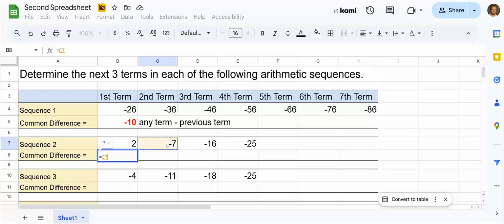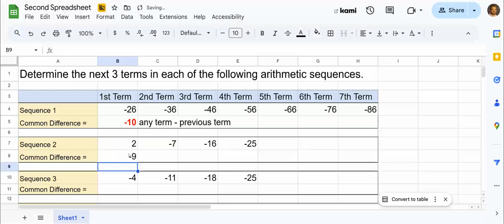And then we're going to subtract. So I'll type in subtract, and then I'll subtract the previous term. Well, the previous term to the second term is the first term. So let's click on that one and press enter. Now we know we are adding a negative 9 every single time. So negative 9 is my common difference.